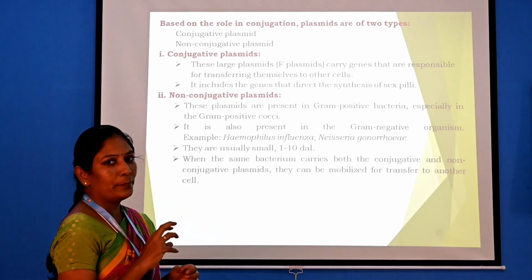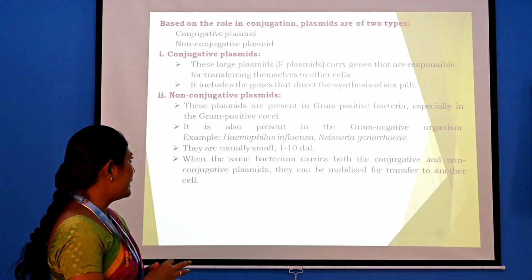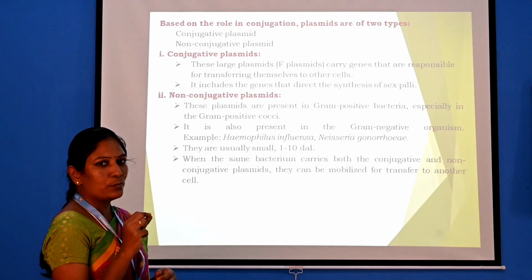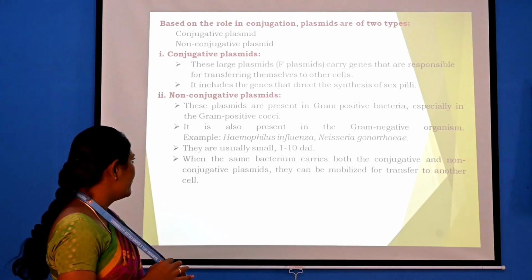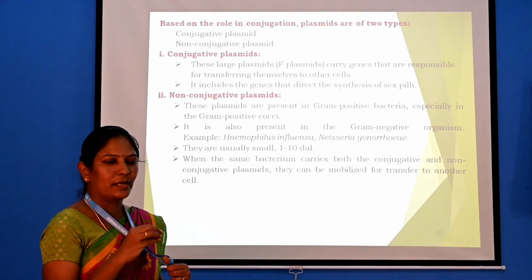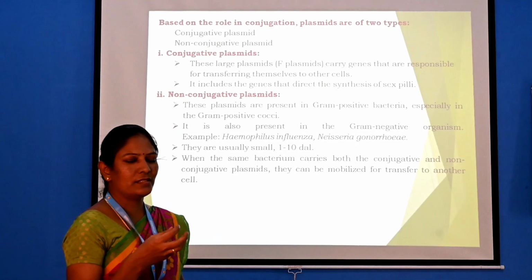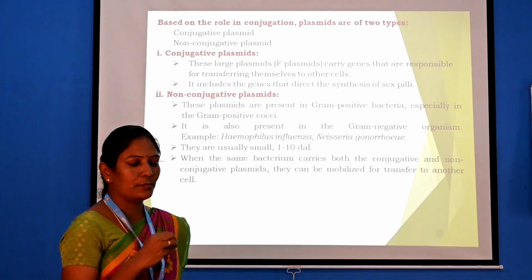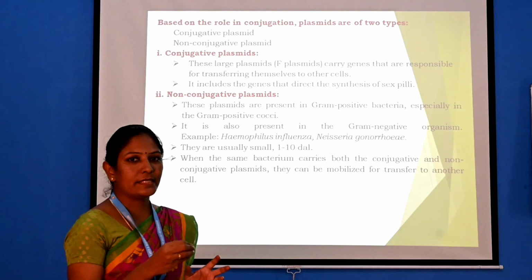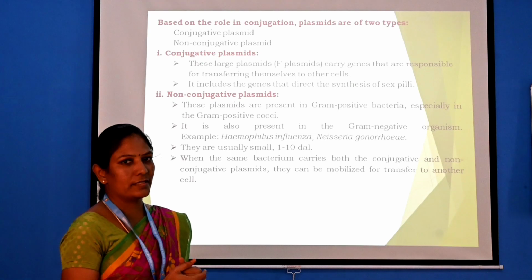For example, the gram-positive bacteria, especially the gram-positive cocci. For example, Haemophilus influenzae and Neisseria gonorrhoeae, they are usually very small, ranging from 1 to 10 megadaltons. When the same bacterium carries both conjugative and non-conjugative plasmids, in some few species of bacterial cells, the conjugative and non-conjugative plasmids coexist together, which means the non-conjugative plasmid can be mobilized for transfer to another cell.